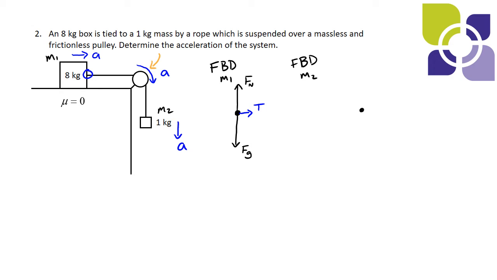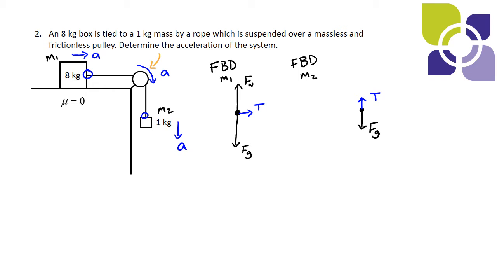So here's the dot representing mass 2. It'll have a force of gravity downwards, which should be smaller than the force of gravity acting on mass 1, because mass 1 is larger. And it also has a tension force acting upwards. It's the only other force. There's no normal force because it's not resting on a surface. The only other possible force acting on mass 2 is the tension force.